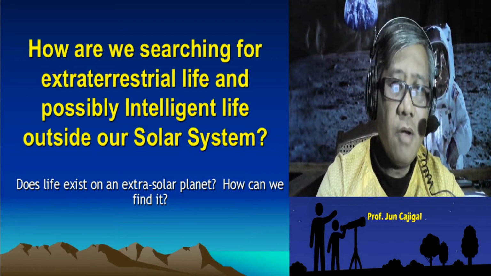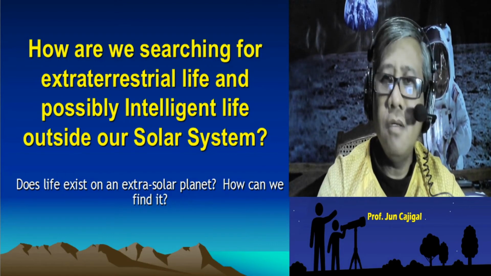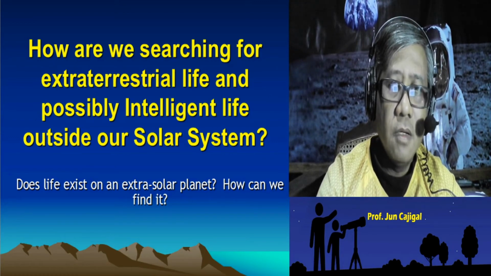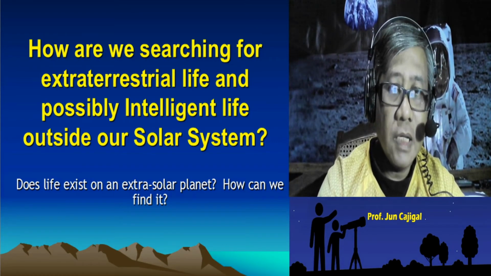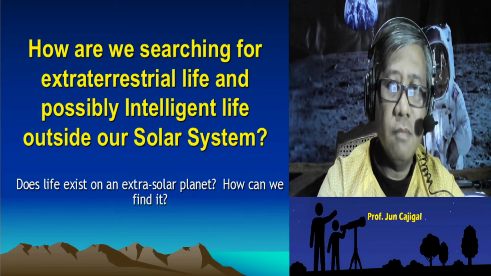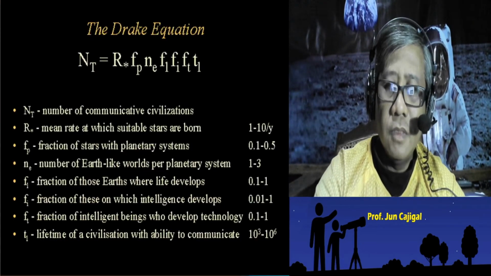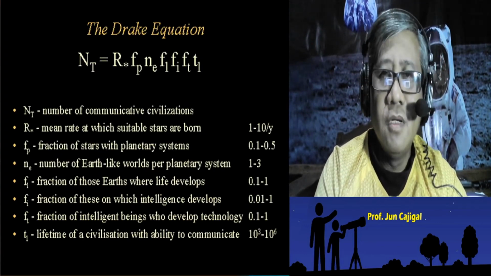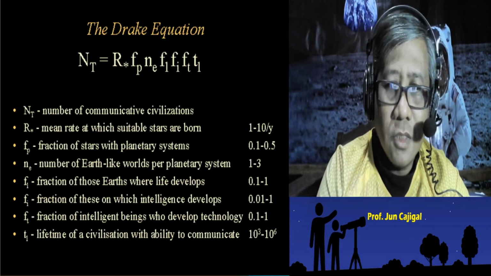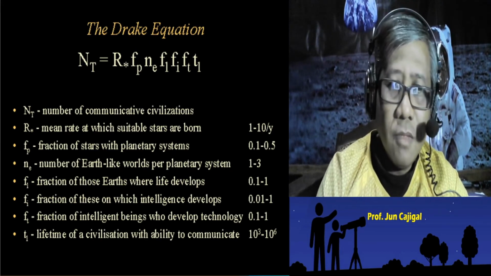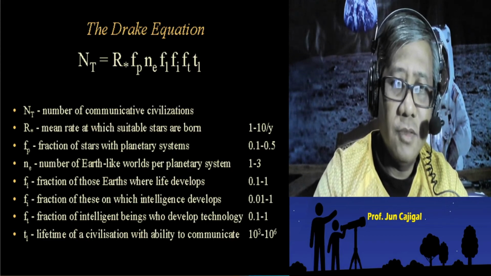Okay. Now, how are we searching for ET, extraterrestrial life, and possibly the existence of intelligent life outside our solar system? Okay, how can we find it? Alright. So, in astronomy, meron tayong tinatawag na Drake's equation. Right, my dear netizens, ladies and gentlemen, look at the screen. Ito yung equation, yung Drake's equation. Now, I am not a math major, pero ito lang ibig sabihin yan, yung Drake equation.